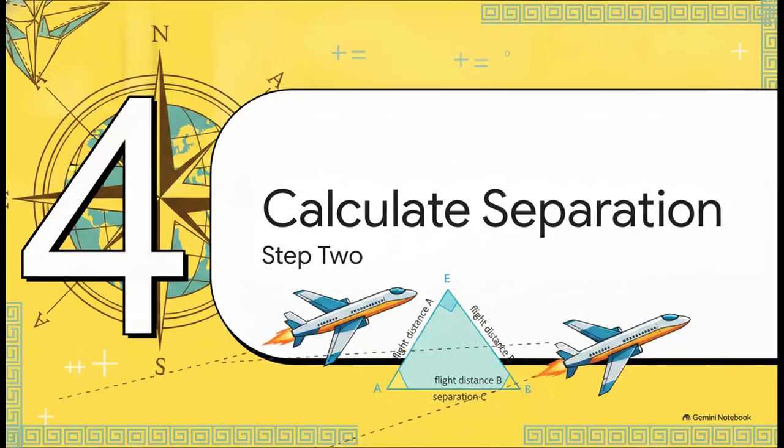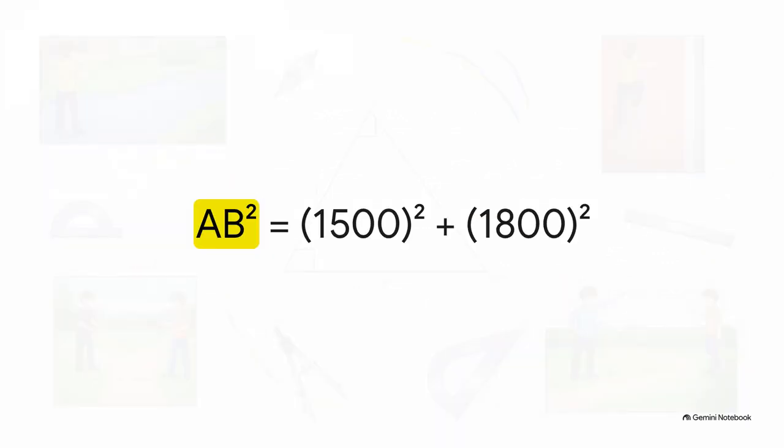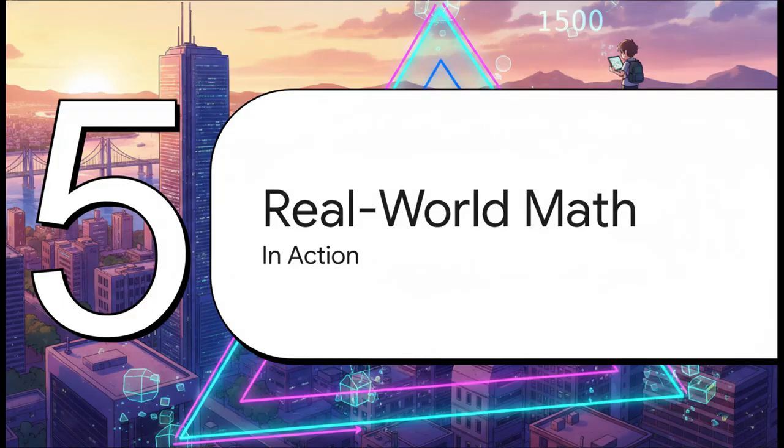Section 4, Step 2, Calculating that separation. So let's plug our specific real-world flight distances into this ancient Greek formula and just see how it all builds. Substituting our calculated distances from the map, we get AB squared equals 1,500 squared plus 1,800 squared. Now, obviously, we're looking for AB, the actual distance, but first we've got to deal with the squares of these honestly pretty massive numbers. Part 5, Real-World Math in Action.